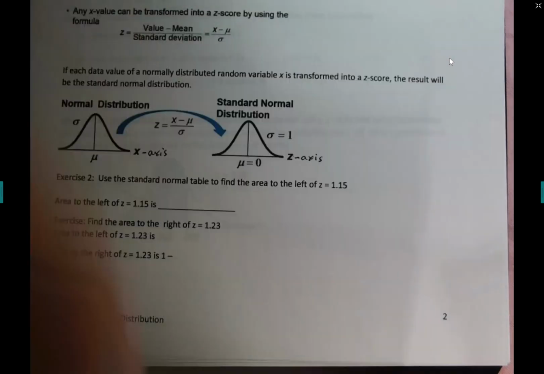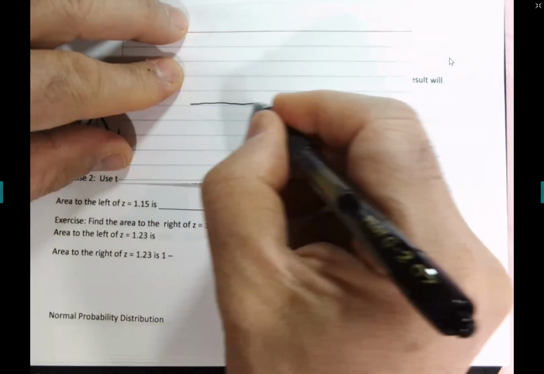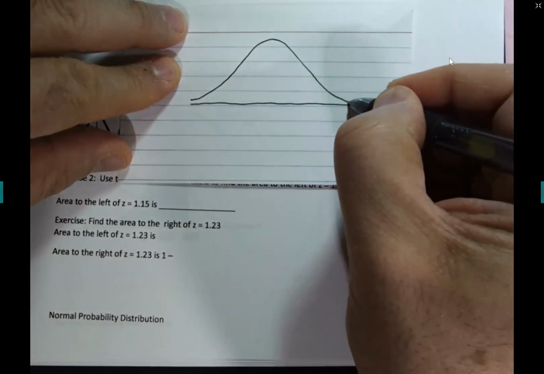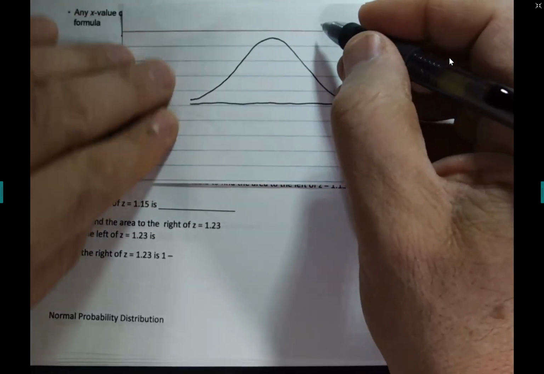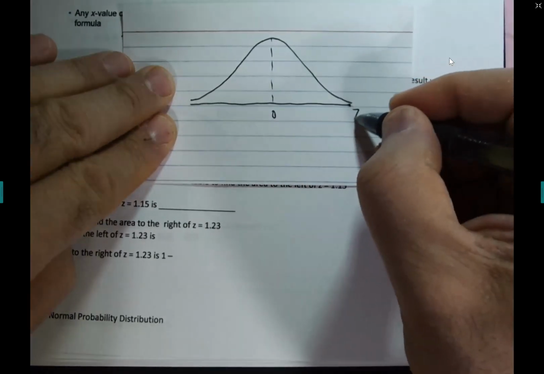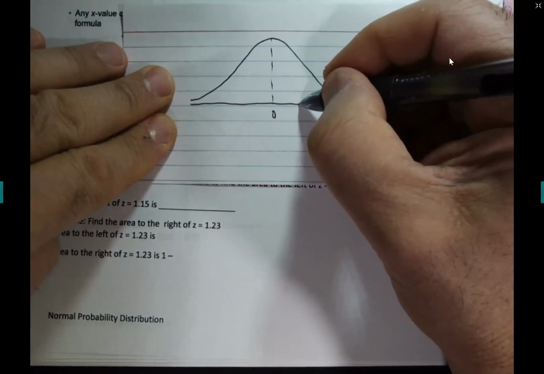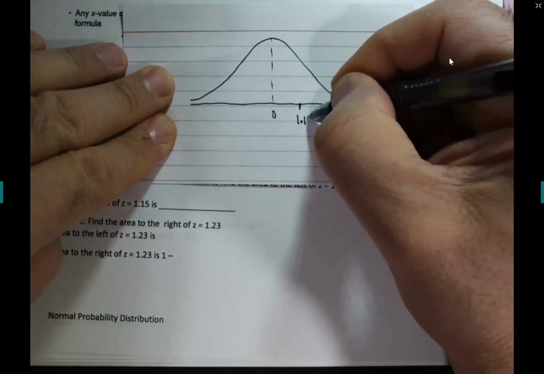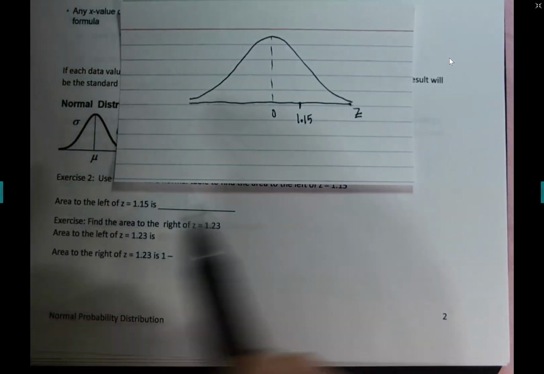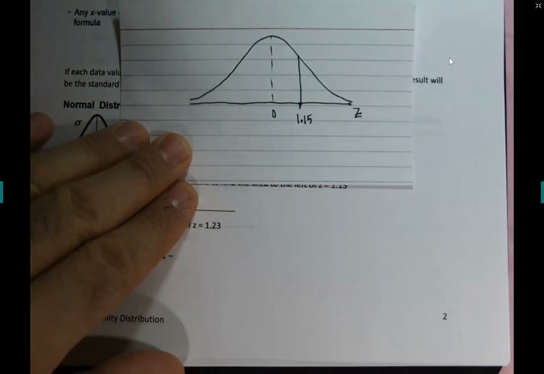Okay, so let me put this in here. I'm going to put any number and show you how we're going to find the area using two techniques, using technology and using the table. So this is the 0, this is the z, and I'm going to put 1.15. So 1.15 has to be above 0, guys. So I'm just going to make it right here. And it says, find the area to the left of z. So you guys agree with me, to the left of z equals 1.15. I have to shade to the left.